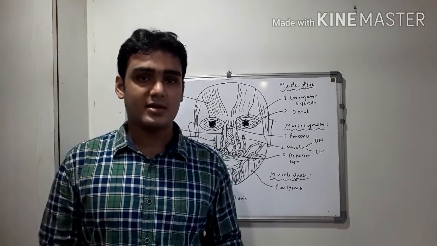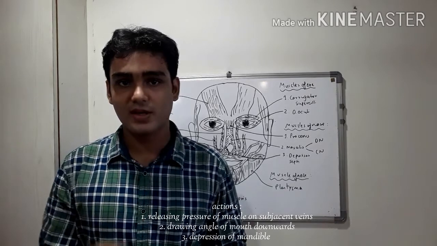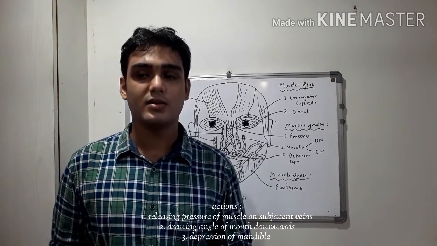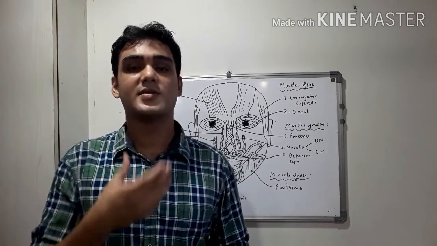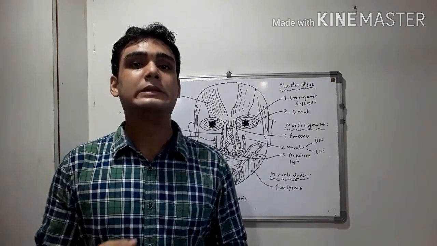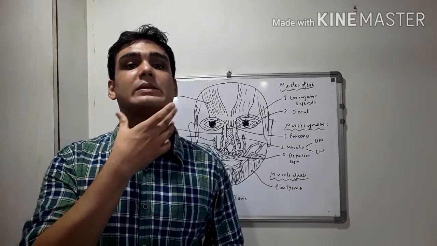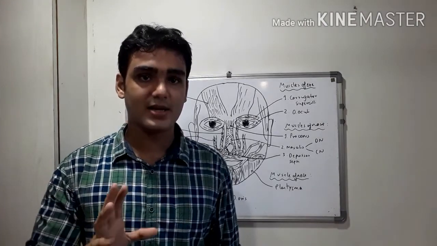And it has three actions. Firstly, it releases the pressure of muscles on the subjacent veins. Then it draws the angle of mouth downwards and causes depression of the mandible. So the angle of mouth is drawn downwards and mandible is depressed. So this was the action of platysma.